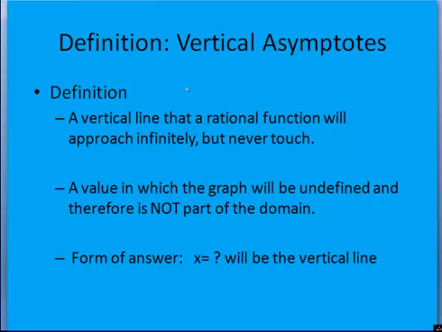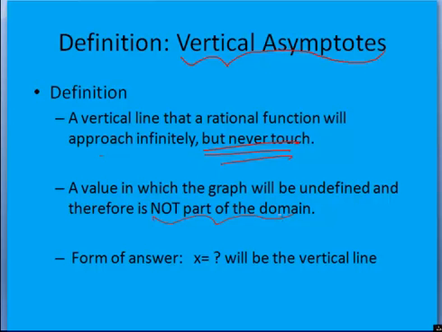So we found holes, we found the x-intercepts. Now we're going to have to find the vertical asymptotes. But what you're going to have to know is, what is a vertical asymptote? Well, in a rational function, this is a vertical line that your graph will approach infinitely, but never ever touch. So vertical asymptotes will never be touched. It's also a value in the graph that will be undefined and therefore is not part of the domain. So keep that in mind.